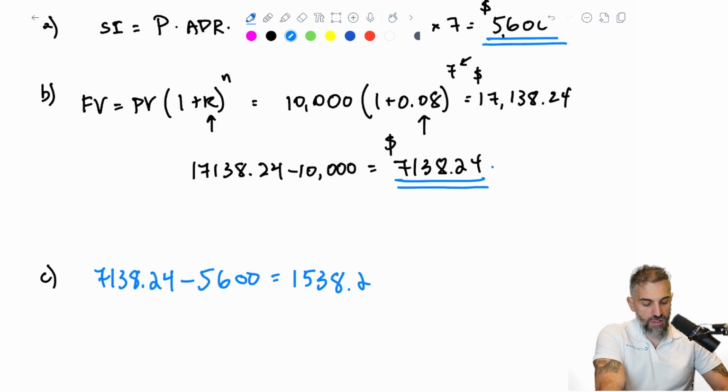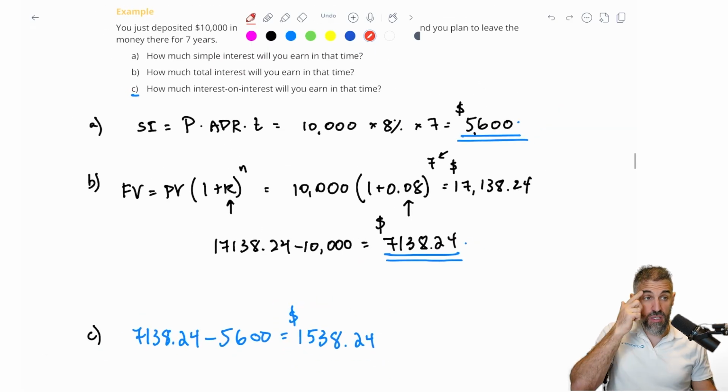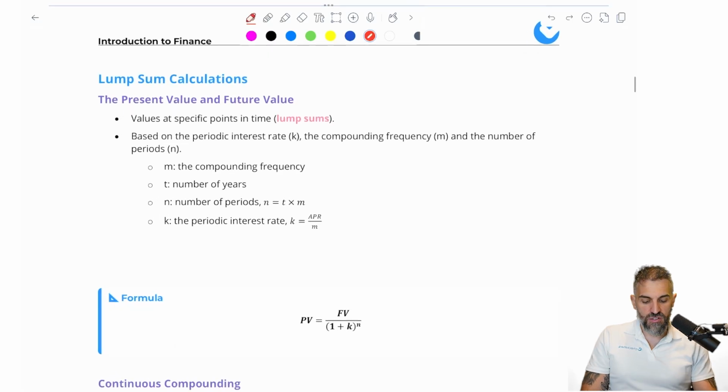That is interest on interest. Of that 7,138, 1,500 of it was purely interest you earned on other interest that you earned. That makes sense. Okay, so that's it for that first bit, right? We got warmed up a little bit. So now let's back up and go here. So this is where it really starts to matter, okay?